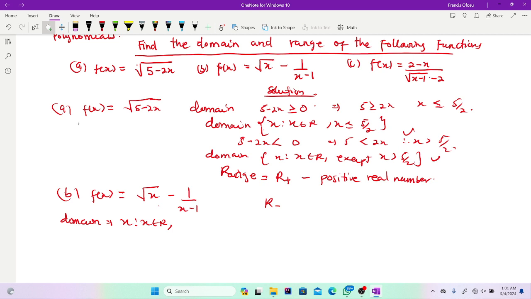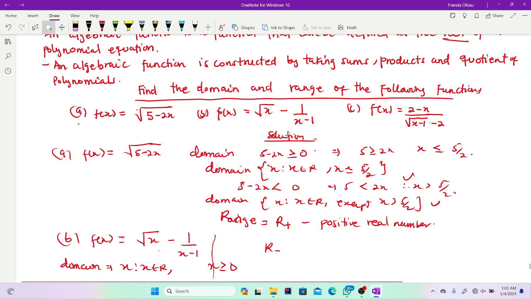So let's see. When you have this, the square root sign here should tell you that x should be greater than or equal to 0. Is that not it? Then also this x minus 1 here should tell you that x cannot be equal to 1.